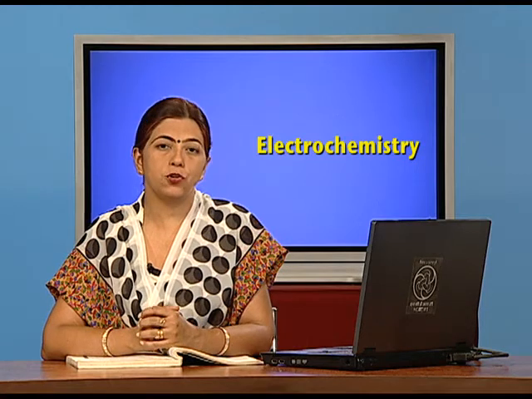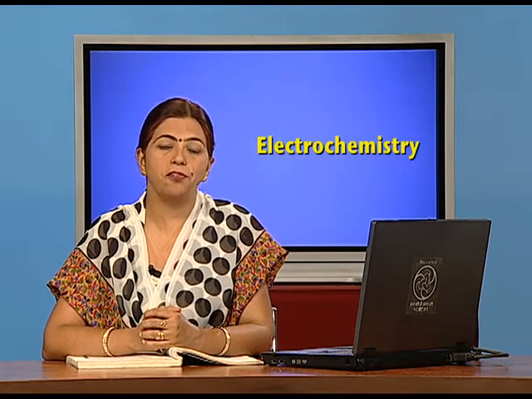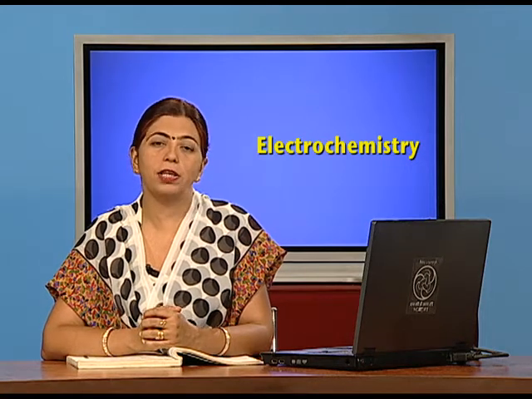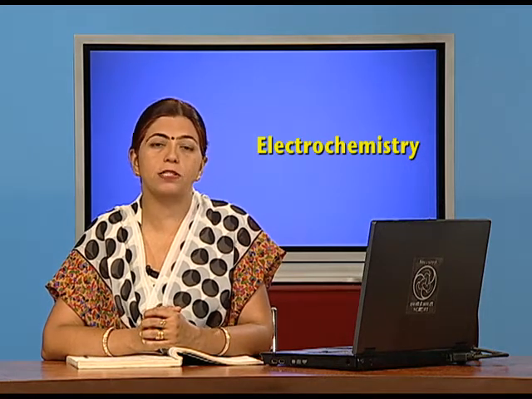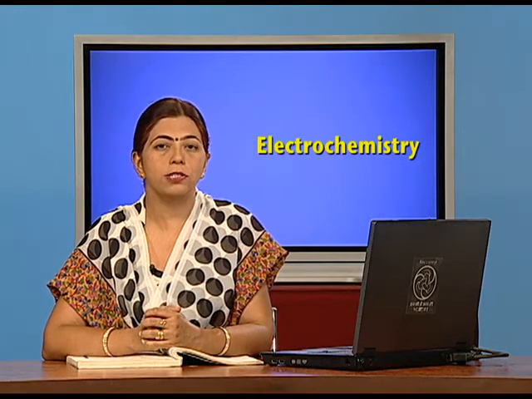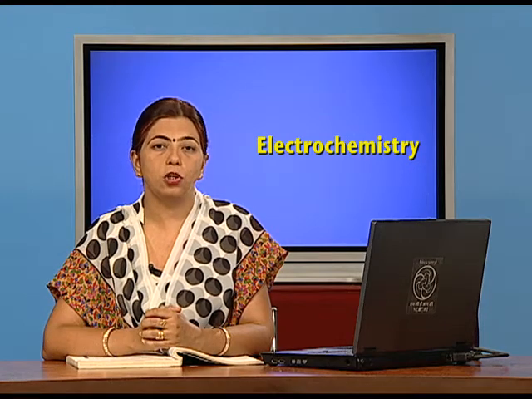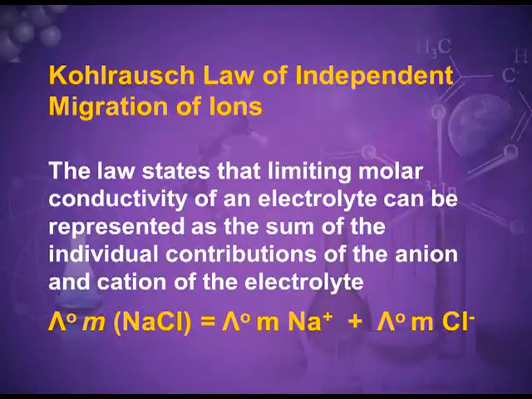He observed the dissociation and contribution of different ions in different electrolytes, taking strong and weak electrolytes. And then he gave his law, that is Kohlrausch's law of independent migration of ions. The law states that the limiting molar conductivity of an electrolyte can be represented as the sum of the individual contributions of the anion and cation of the electrolyte.